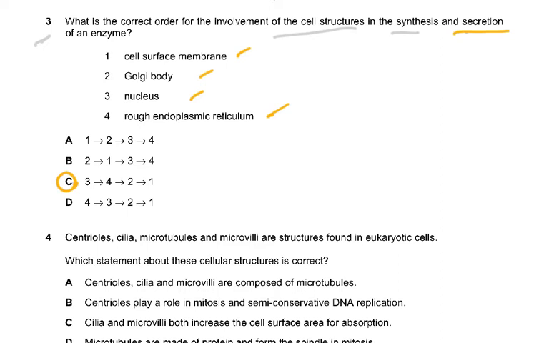The rest are all wrong, because in the nucleus transcription has to take place, and then the mRNA is formed, and then the mRNA moves and attaches to the ribosome on the rough endoplasmic reticulum.